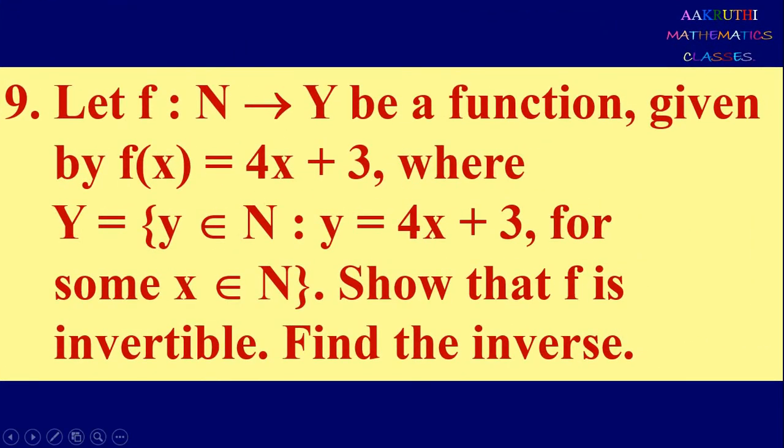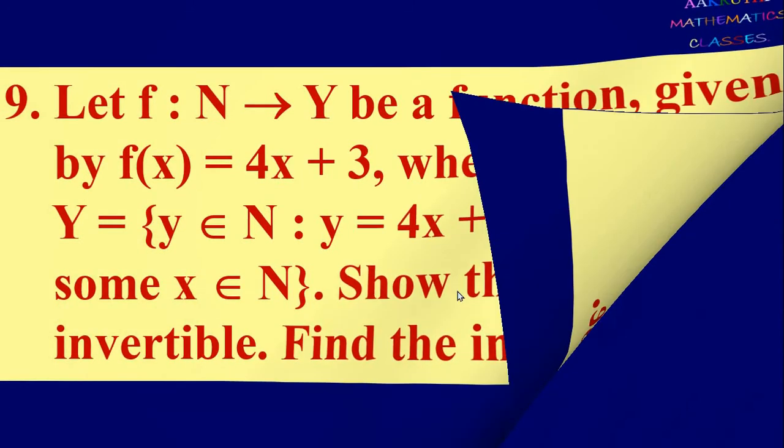The next one: let f from N to Y be a function given by f of x is 4x plus 3, where Y is the set of all y belonging to N such that y equals 4x plus 3 for some x belonging to N. Show that f is invertible. Also find the inverse of the function.